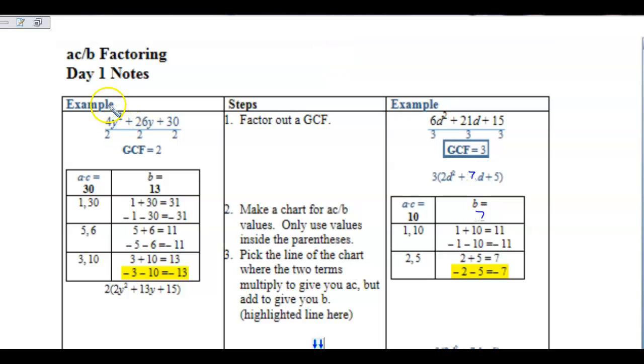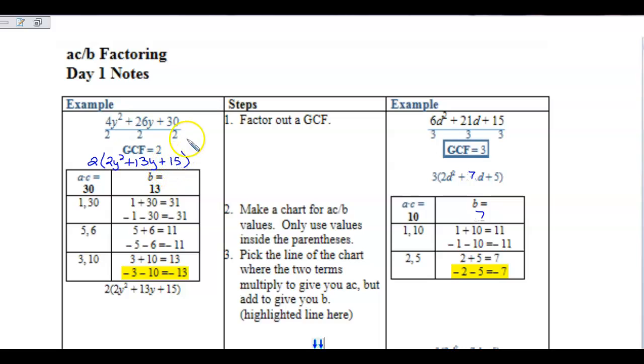So when I look at my first example, I have 4y squared plus 26y plus 30. And I see that they're all even, and 4 won't go into each of them evenly. So your greatest common factor is 2. 2 times 2y squared gives you 4y squared. 2 goes into 26 13 times. And 2 goes into 30 15 times. And so there is our equation.